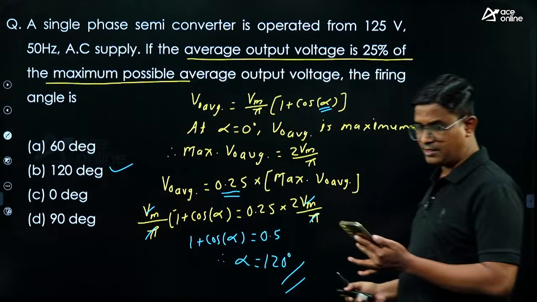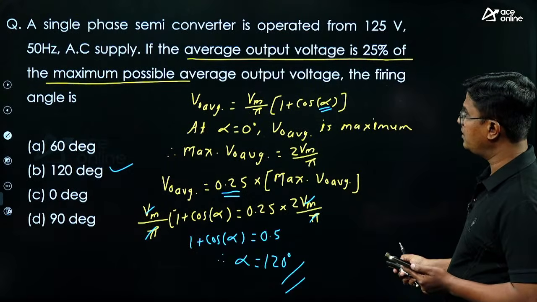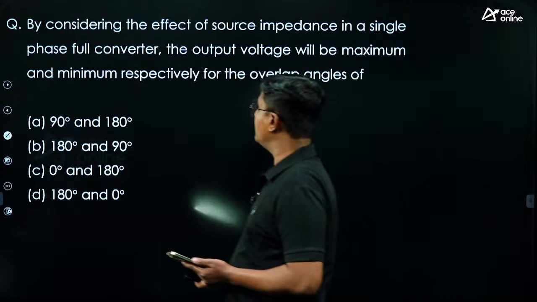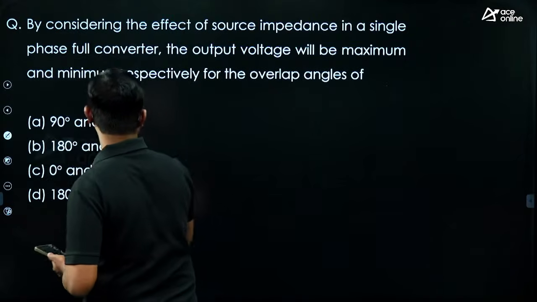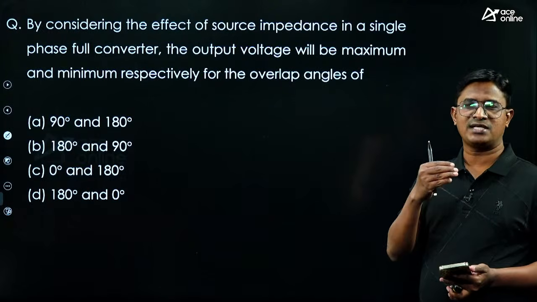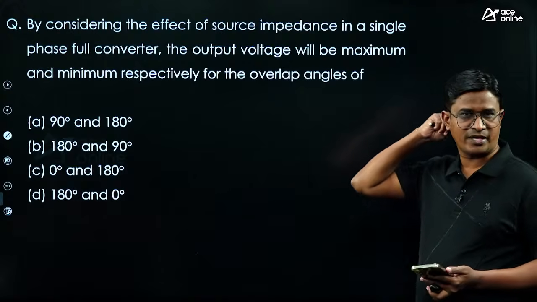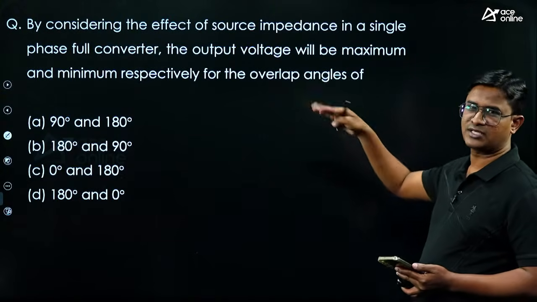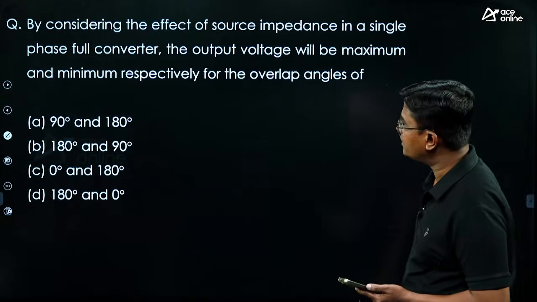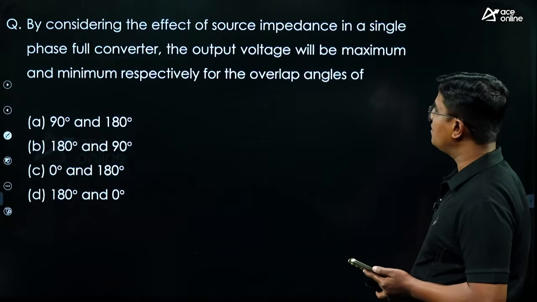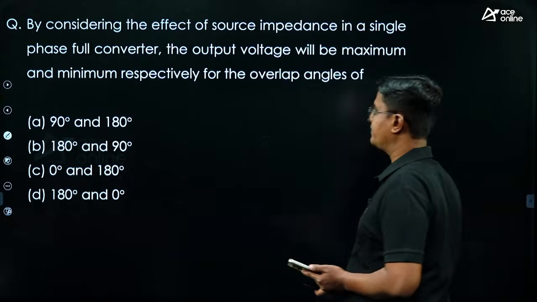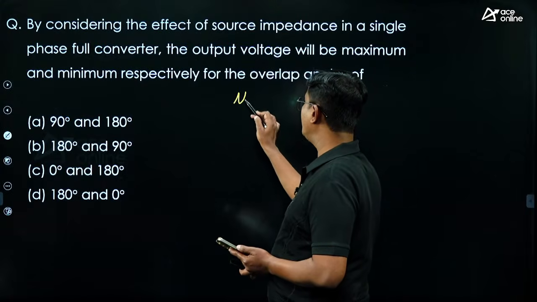Let us discuss a few more questions. I think we already completed the time, but anyway, let us discuss a few questions. By considering the effect of source impedance, meaning source resistance plus source inductance, but majorly this question is associated with the source inductance effect. In a single phase full converter, the output voltage will be maximum and minimum respectively for the overlap angles of. So at what overlap angle mu?